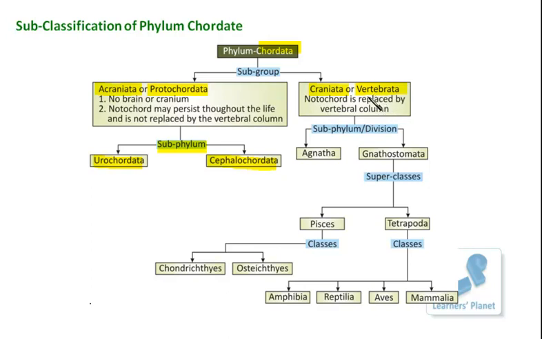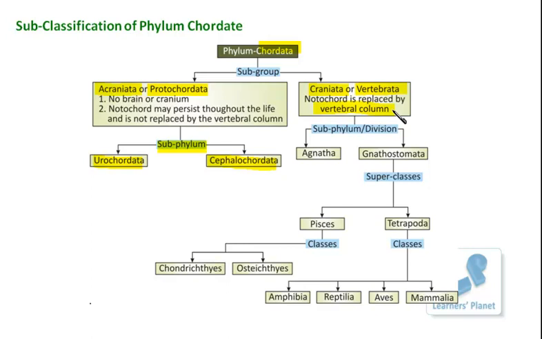Now Vertebrata means the vertebral column is present. And as I have already explained, the vertebral column is actually the replacement of the notochord. It is a hard bony structure which is present between the nerve cord and the gut region. So this is how it is present and thus divided into two parts.